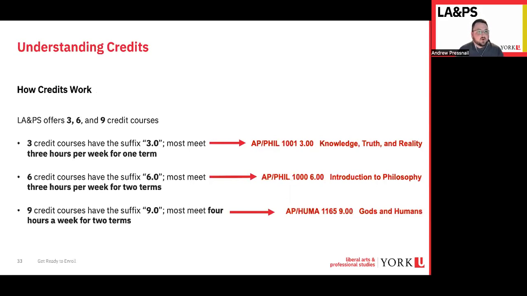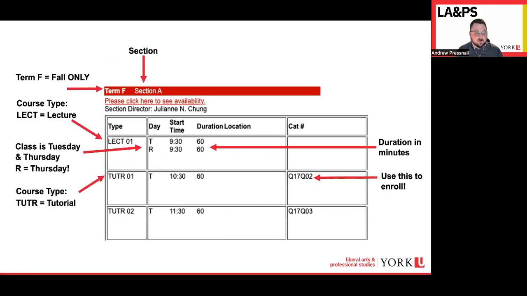Now, to explain how the credit system works, as I said, our faculty offers courses which provide 3 credits, 6 credits, and 9 credits. What this means: 3 credit courses typically have the suffix 3.0 after their course code, and they typically meet for 3 hours per week for 1 term, just like the example that we just used on the previous slide here. This course is meeting for 3 hours per week for 1 term.